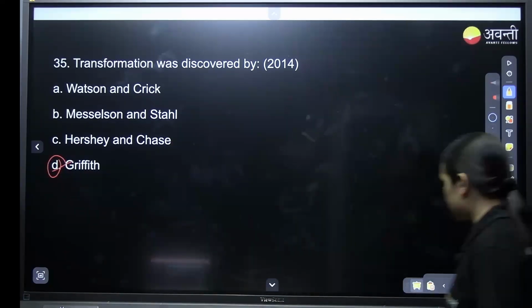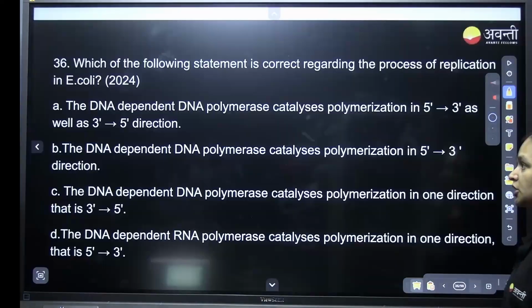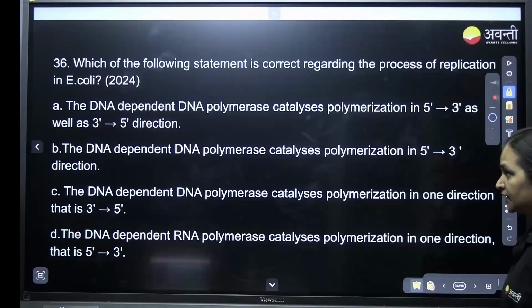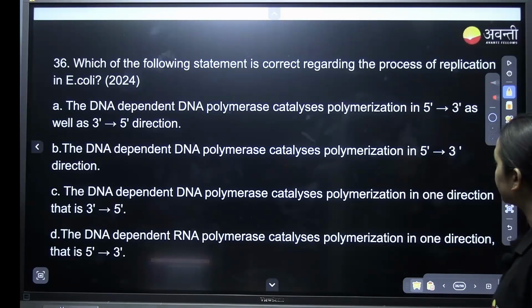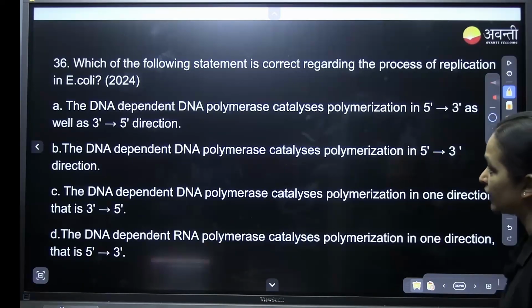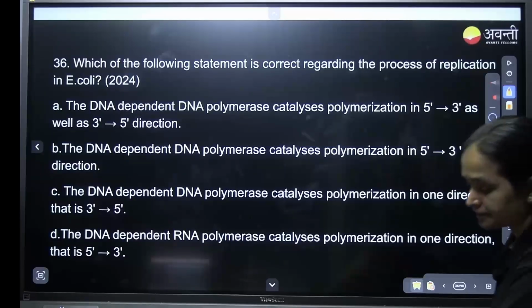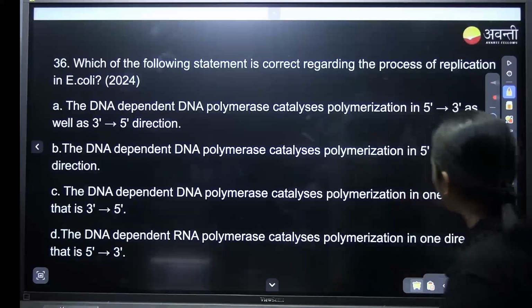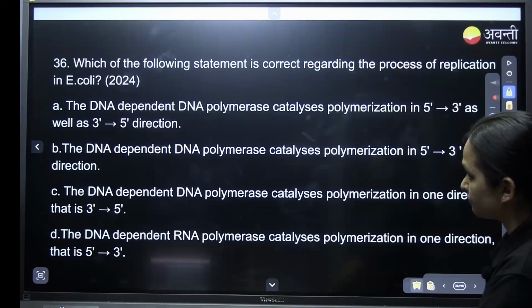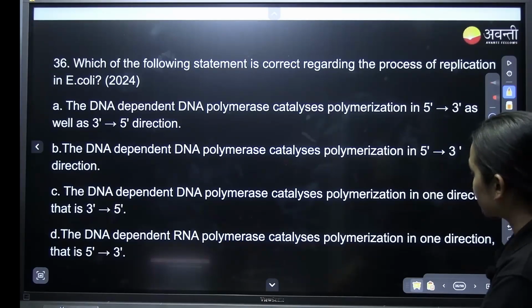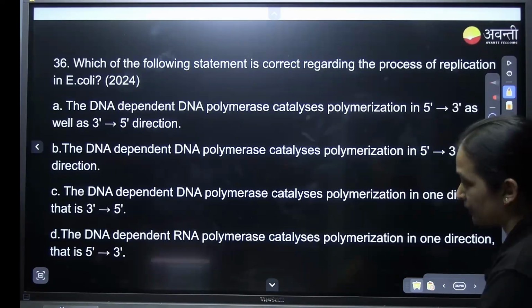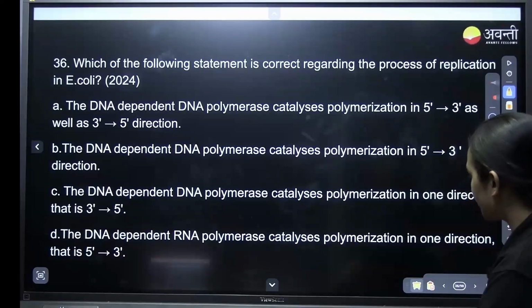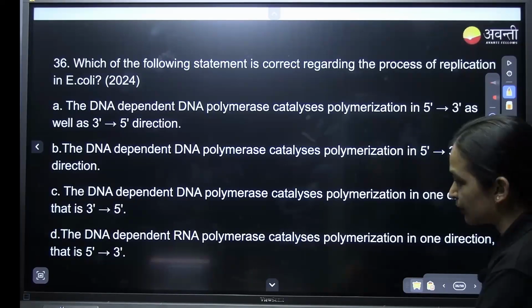Griffith experiment, transformation principle, he gave it. Which of the following statements is correct regarding the process of replication in E. coli? The DNA dependent DNA polymerase catalyzes polymerization in 5' to 3' as well as 3' to 5' direction. The DNA dependent DNA polymerase catalyzes the polymerization in 5' to 3' direction. The DNA dependent DNA polymerase catalyzes polymerization in one direction, that is 3' to 5'. The DNA dependent RNA polymerase catalyzes the polymerization in one direction, that is 5' to 3'.